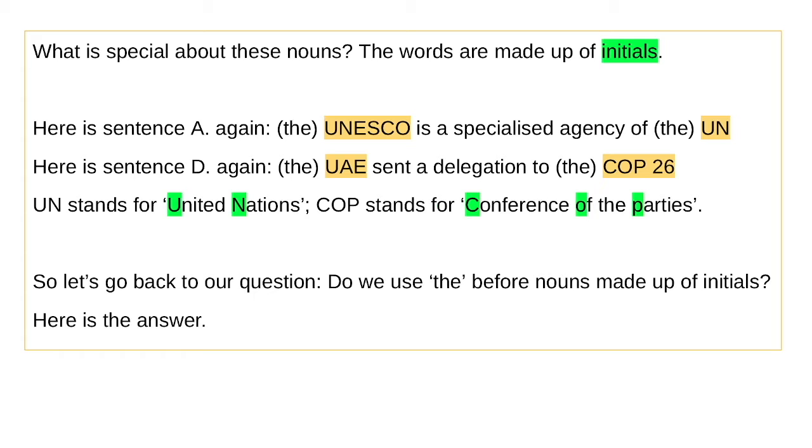All of those nouns highlighted in brown are words made up of initials of individual letters. Look at sentence A again. UNESCO, UN. And there is sentence D, for example, UAE, COP26. So when we look at UN, why do we call it UN? We call it that because of the U for United, the N for Nations. COP is a slightly strange one. It stands for Conference of the Parties.